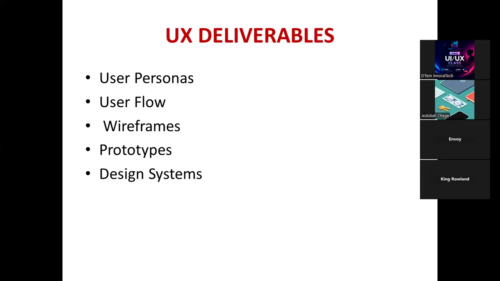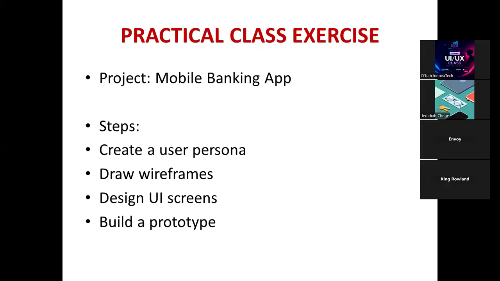Okay, so design system is just more like tools for us to make a design, make it well organized. Moving forward, we're going to have a practical class exercise during our live class. We try to make a design of a mobile banking app, or just try to have a product that we need to work around for our hand to be well strong on what we are here to learn. These are the steps we're going to look into: create a user persona, draw our wireframe, design user screens, and build a prototype for the product that we actually pick.